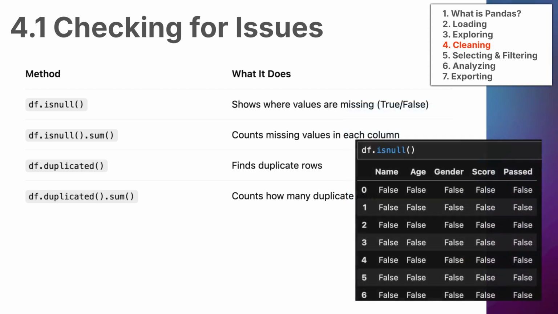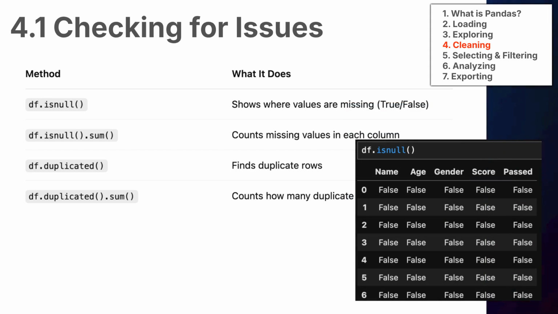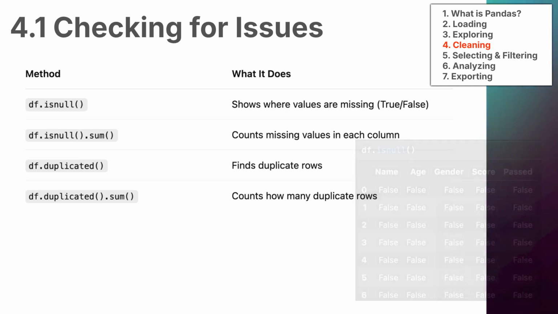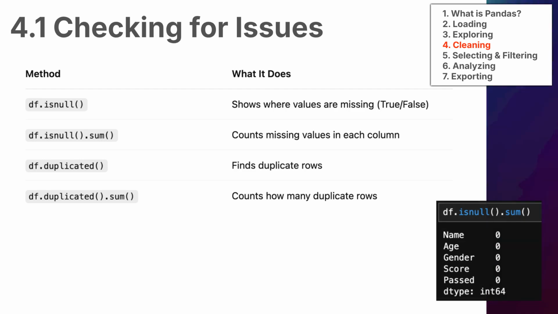First is null. It checks if each cell in your data frame is empty, null, or NaN. A true means the value is missing. In this case, no missing values. Next is null and sum. This counts how many missing values are in each column. Very useful for quickly spotting which columns have problems.